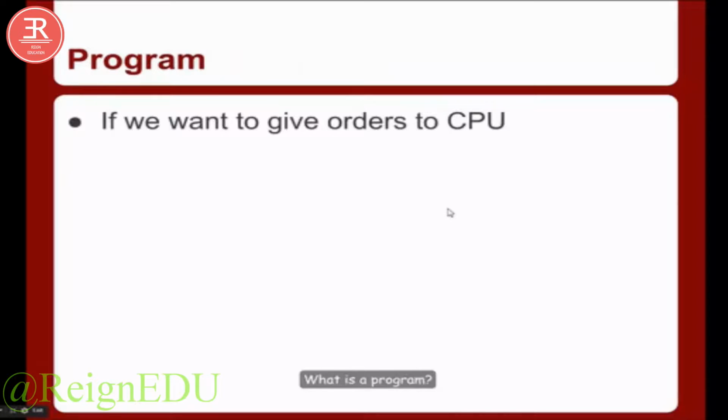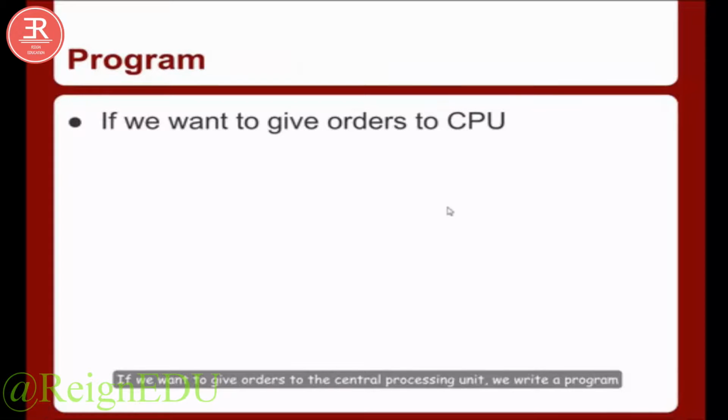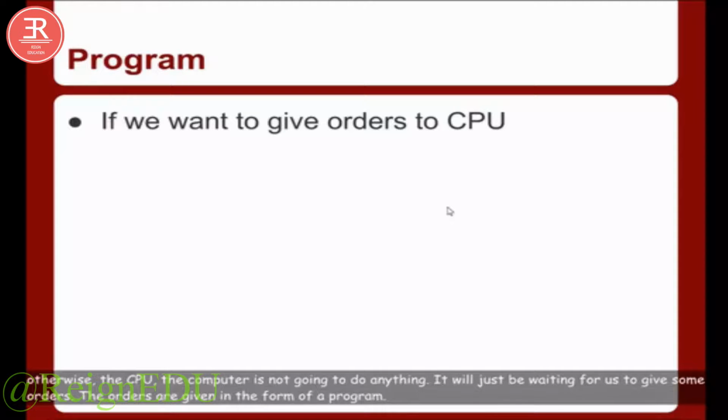What is a program? If we want to give orders to the central processing unit, we write a program. Otherwise the CPU, the computer, is not going to do anything. It will be just waiting for us to give some orders. The orders are given in the form of a program.